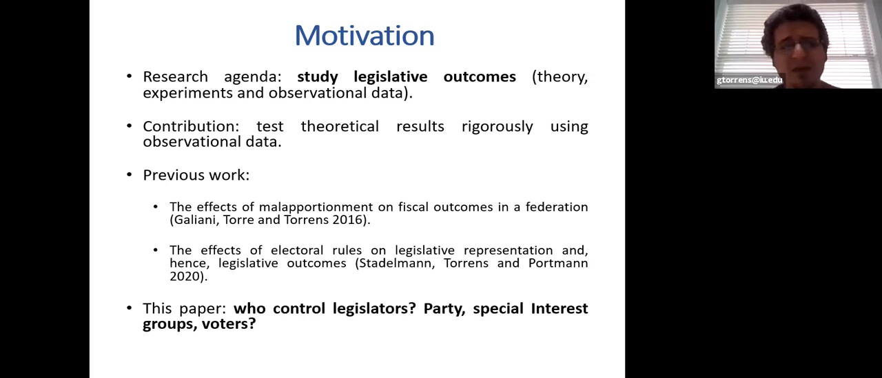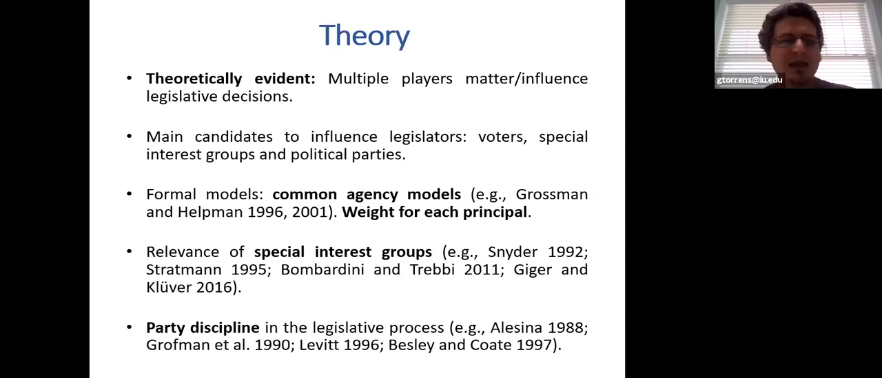The idea of this paper is to try to say something about which are the key actors that influence legislators and what is the weight of each of these key actors. If you think about this problem from a theoretical point of view, you may even consider that your theoretical background is almost trivial, or evident. It's clear that legislators are influenced by multiple players, and immediately the usual suspects come to our mind: voters, special interest groups, and political parties. That's exactly the type of framework that we have in mind.